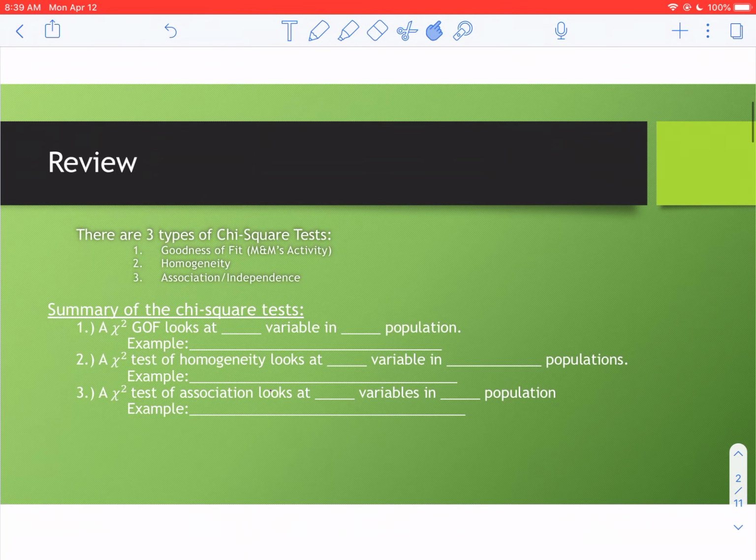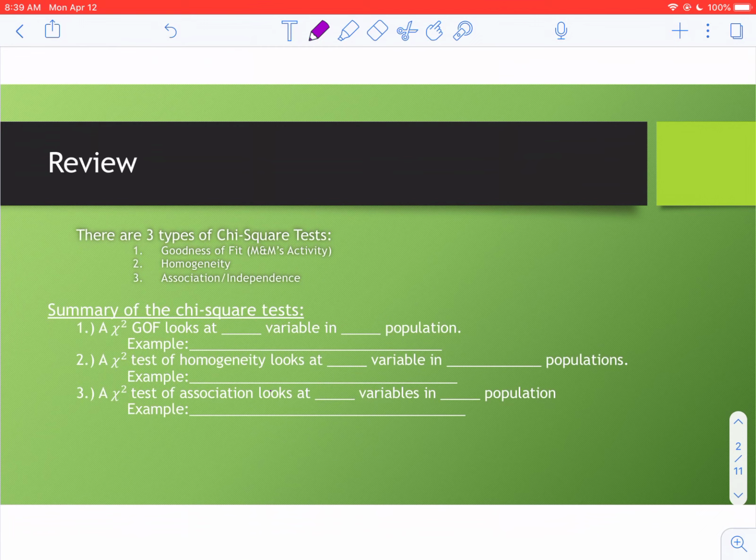Now, just to review, there are three types of chi-squared tests. One is called the goodness of fit. That's like the M&M's activity we did in class. Today we're going to be learning about a chi-squared test of homogeneity. And there's also another test called association independence, which we will learn about later.